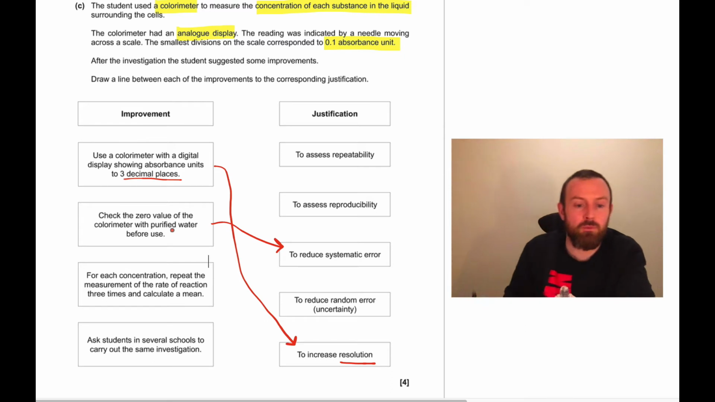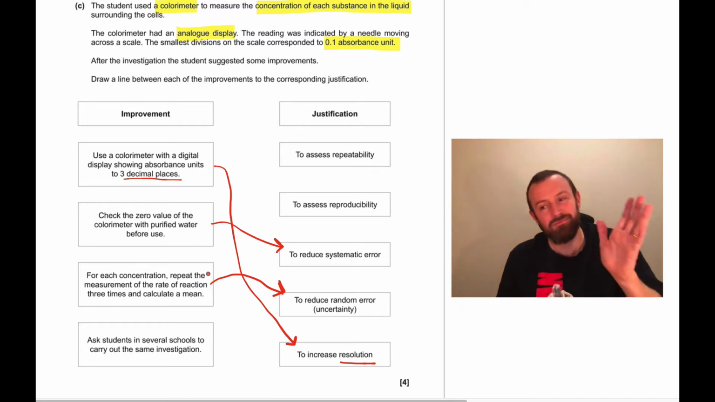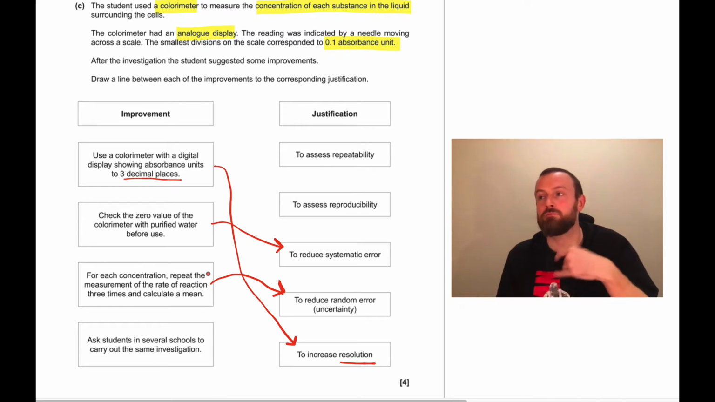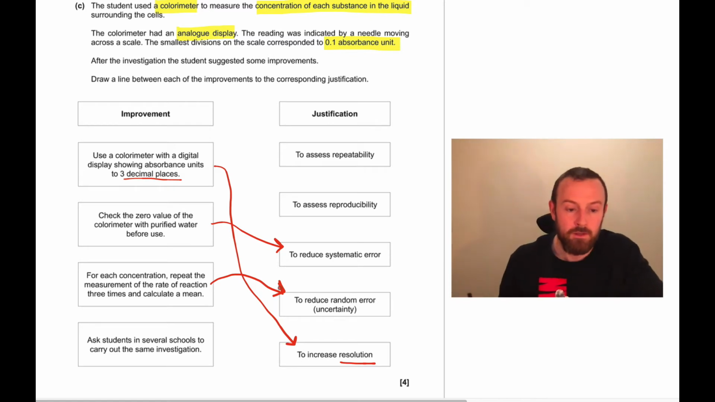For each concentration, repeat the measurement of the rate of reaction 3 times and calculate a mean. So that repeating and making an average gives you a more accurate average, and that reduces random error. Every time you do an experiment, there's a teeny bit of error, a little bit too high, a little bit too low, but if you do many, many repeats and take the average, all those random errors average out, because some are a bit higher, some are a bit lower, to get an accurate value.